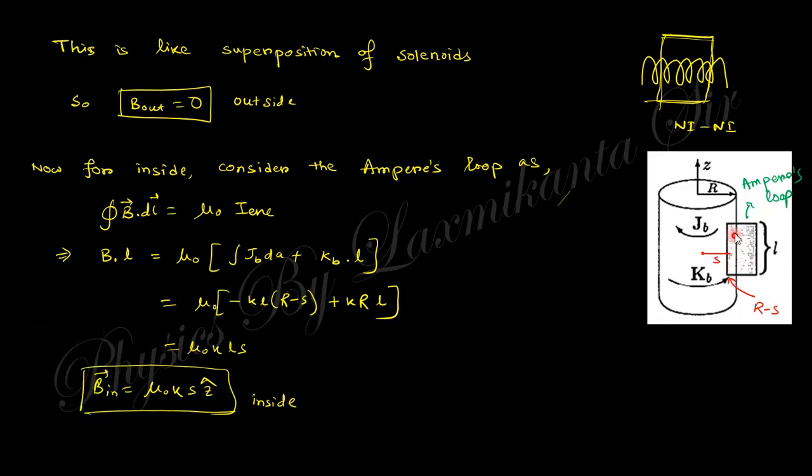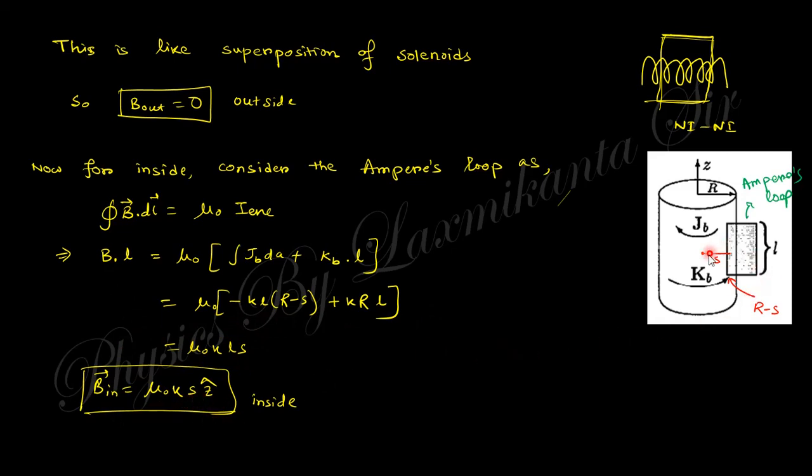So in this portion there is a volume current density, and in this portion there is no volume current density. So we take this area, this is L, and this is nothing but R minus S. So the area will be L into R minus S, and since J_b is negative, that is why this negative arises. For the surface current density, this will be the length. So finally we got this one, so B will be mu naught Ks.